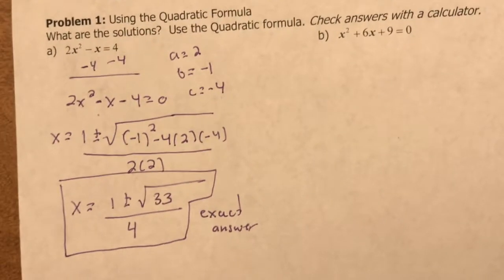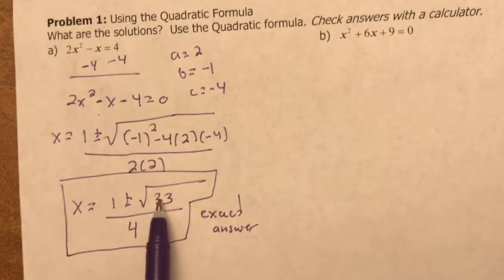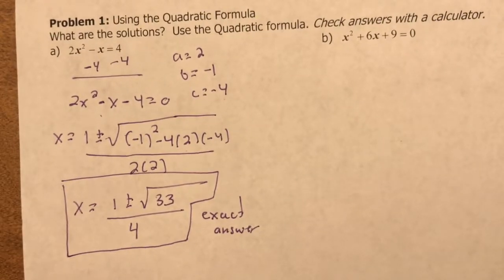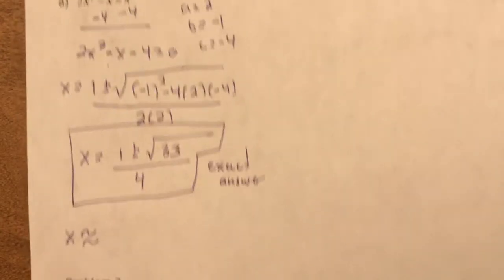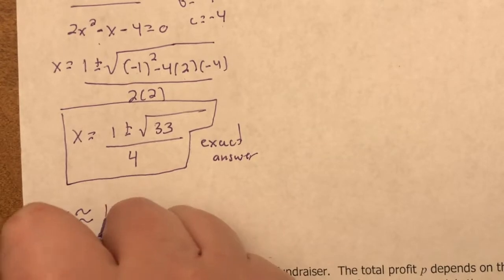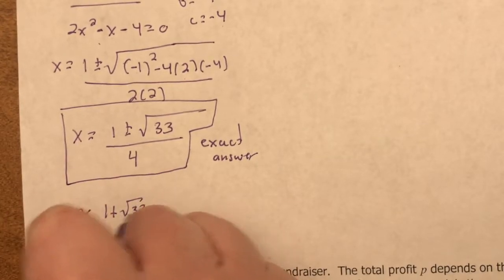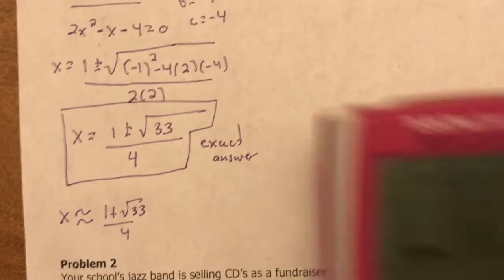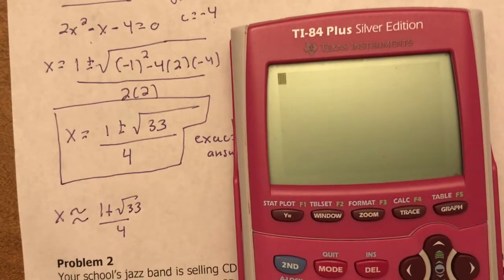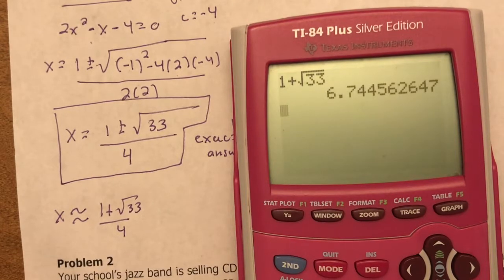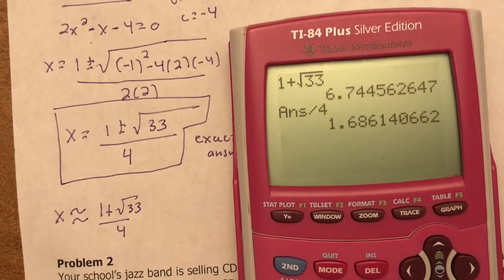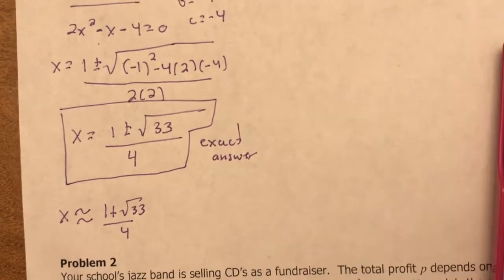Okay, now you could come up with 2 decimal solutions as well, but many times you're going to see that they're going to prefer exact answers. If you did find the decimal approximate solutions, you put approximately x equals, and you're going to do 1 plus the square root of 33 divided by 4, and you have to be careful when using your calculator for that. When you use your calculator, you do 1 plus square root of 33, you have to hit enter and then divide by 4. If you don't, you're going to get the wrong answer due to order of operations. So this is approximately 1.7.